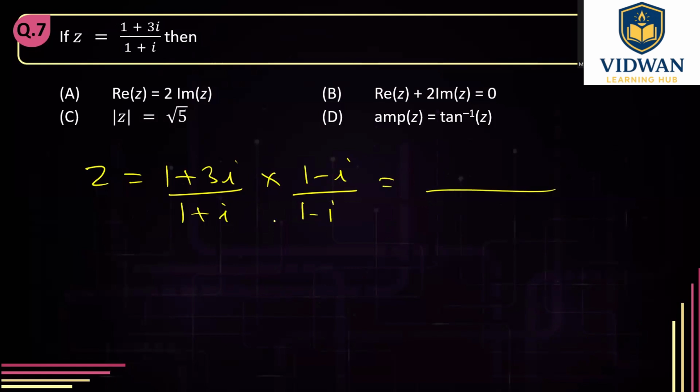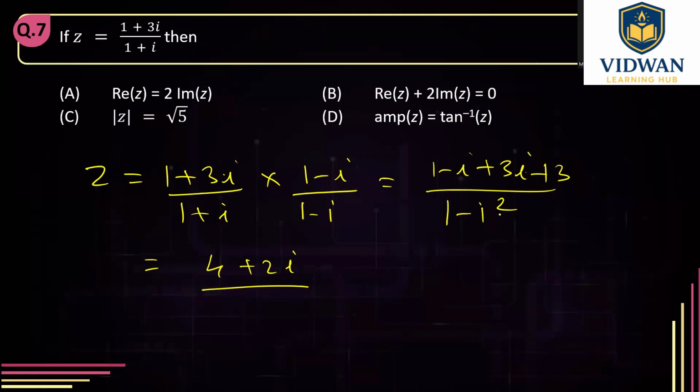In the denominator, 1 plus i into 1 minus i would become 1 minus i square. In the numerator, you do multiplication directly. That is 1 into 1 minus i will be 1 minus i. Then 3i into 1 is 3i. And then we have 3i into minus i is minus 3i square, which is minus 1, we'll get plus 3. So this would give you 3 plus 1, 4. 3i minus i is 2i divided by, in the denominator, if you put i square as minus 1, this will give you 2. So when you take 2 common and cancel, it gives you 2 plus i.